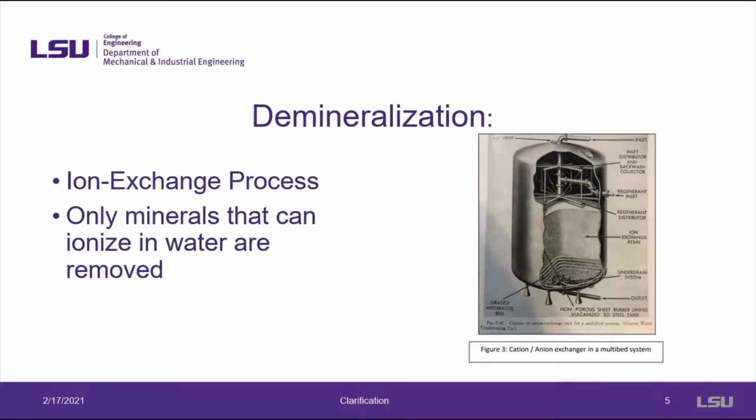Silica is one of the main minerals removed during demineralization. Silica has the potential to create a hard scale inside of the tubes of the boiler, and it vaporizes with the steam leaving the boiler. This silica has the potential to create problems later on in the manufacturing process.